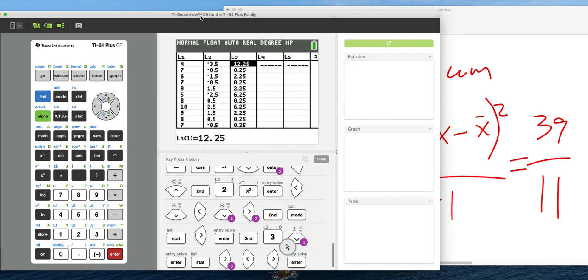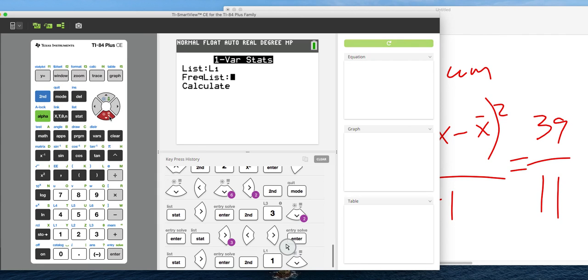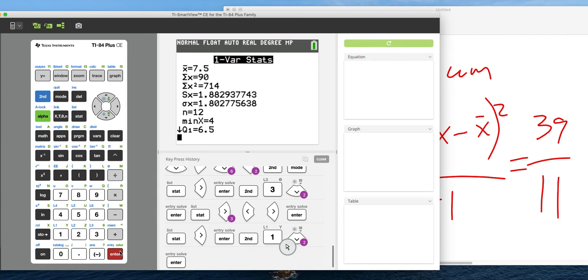Again, we can do it again here. Just calculate 1-Var Stats on L1. And there you go. Standard deviation Sx, right here, is 1.9. If I want to find the variance, I would square it. Okay? Hope this helps.